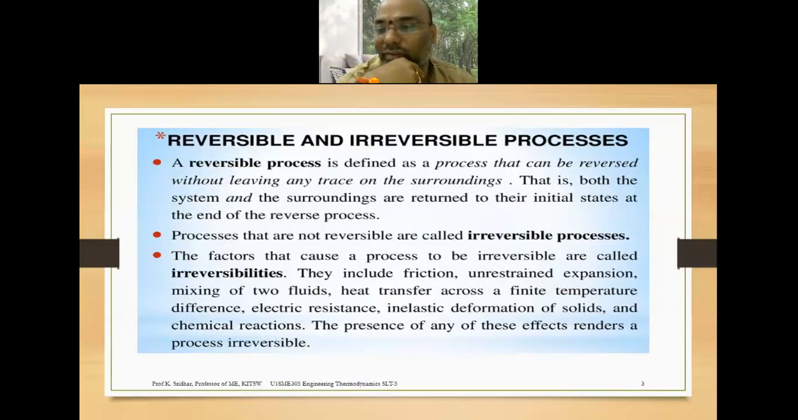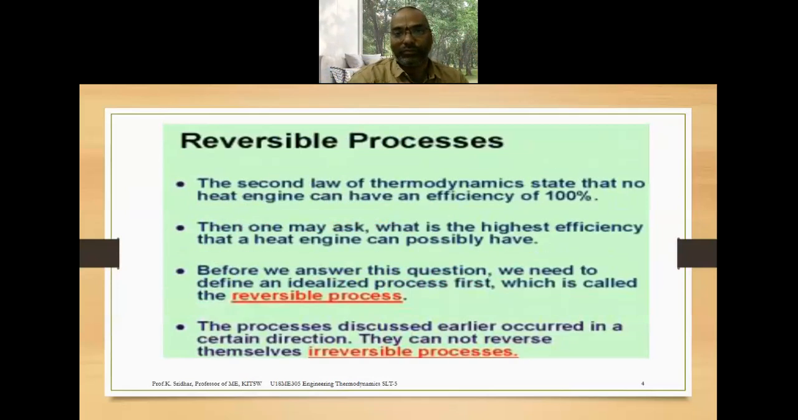Coming to the irreversible process, we cannot join all these equilibrium points because the deviation from the equilibrium points is very high. So you cannot join all these intermediate points by a continuous line; it can be only by a dashed line. So whenever you are drawing a property diagram, it is very important that if you represent a process 1 to 2 by a continuous line, then it is a reversible process, and if it is by a dashed line, then it is an irreversible process. That is the main difference.